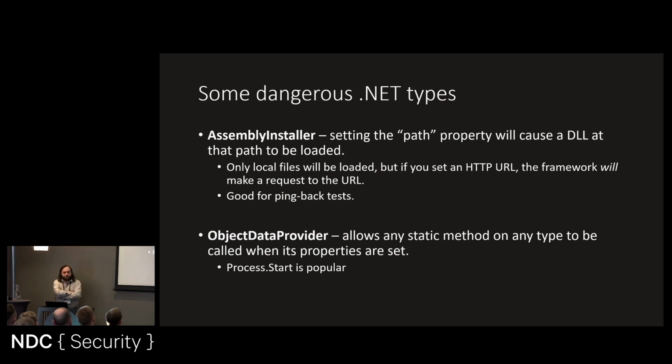There's also object data provider. Object data provider has a set of properties that when you set them, you get to choose a type, a static method on the type, and a series of string and integer parameters for that method. And when you set all of those, it will call that method with those parameters. So usually this is used to call process.start just to pivot it to shell injection.